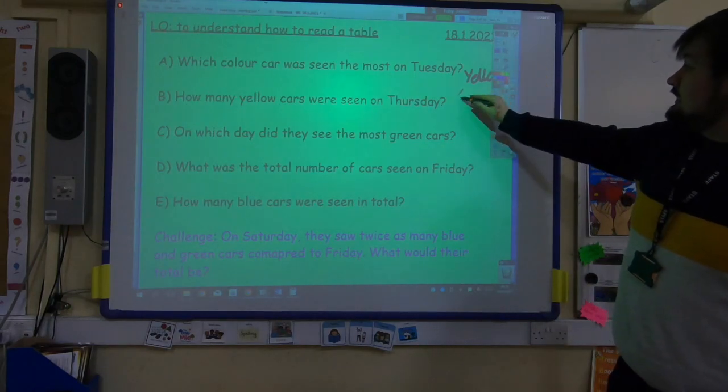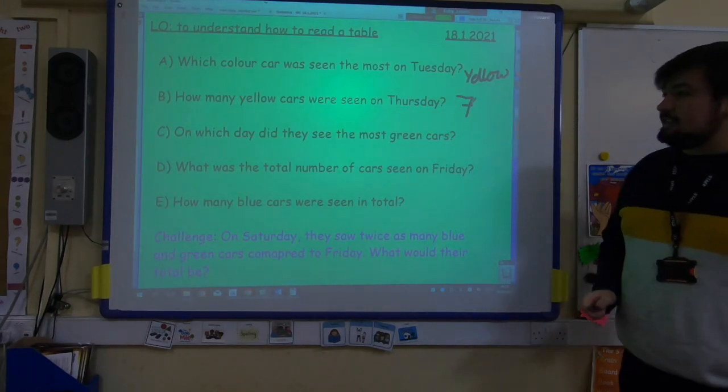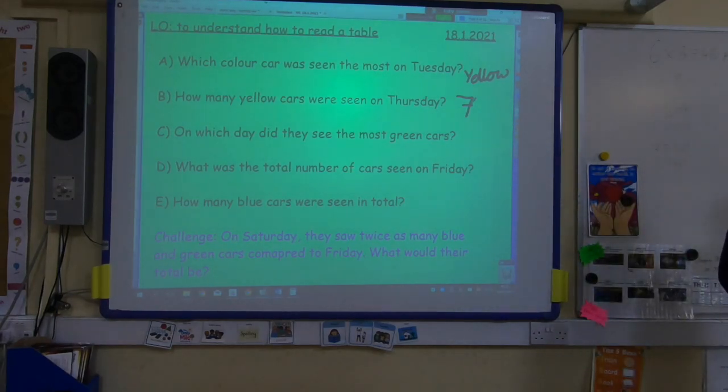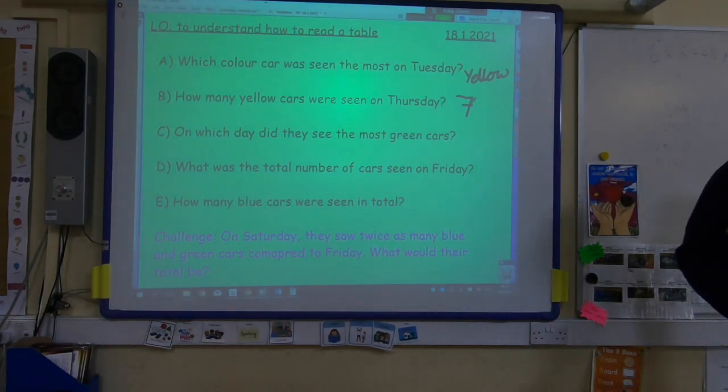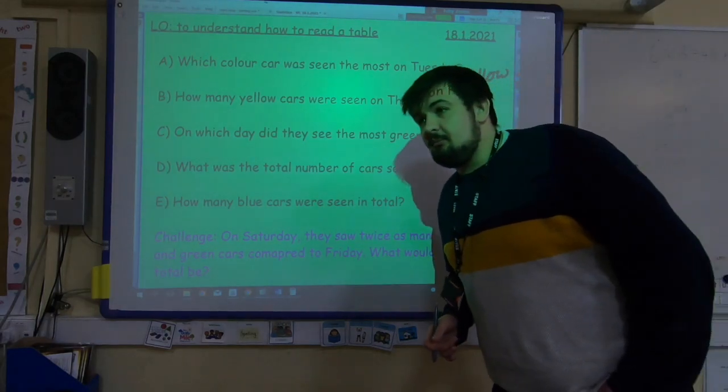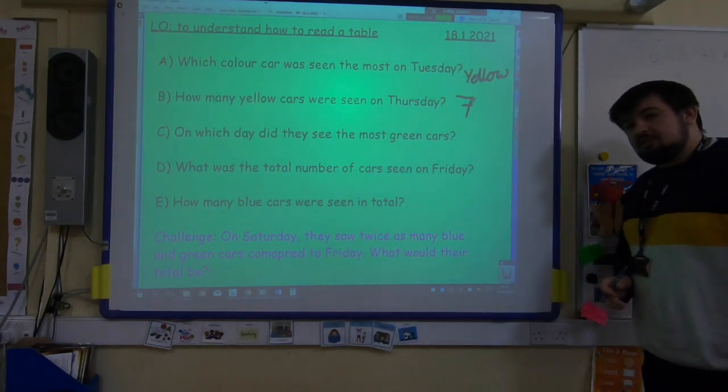So I know that there are 7 yellow cars on Thursday. On which day did they see the most green cars? This one's a little bit more difficult because it's not just as simple. Daisy, what have I got to do?